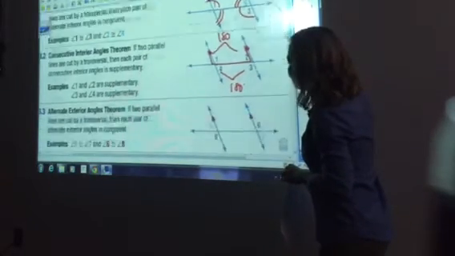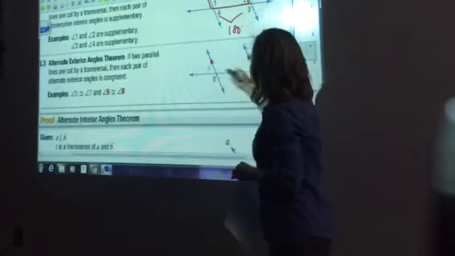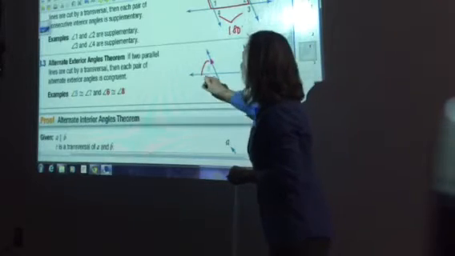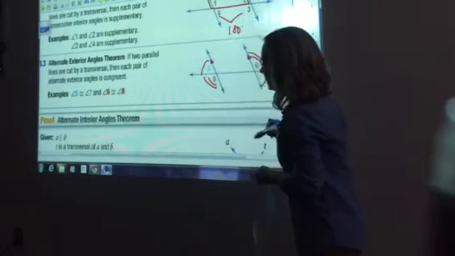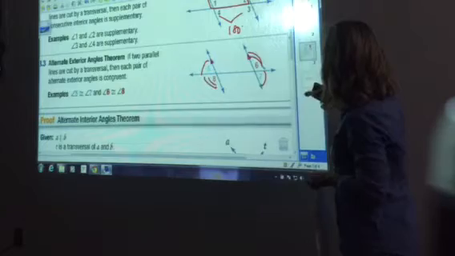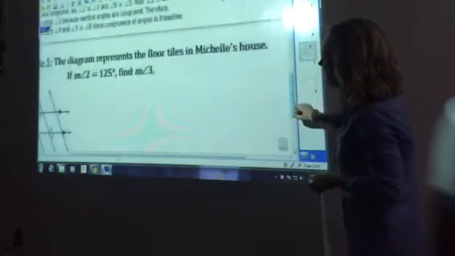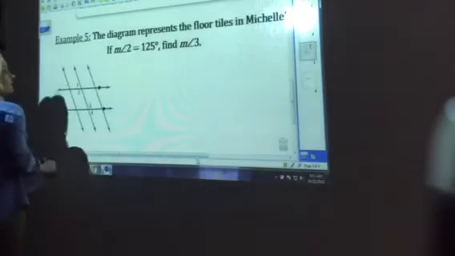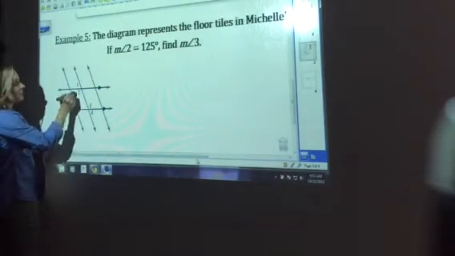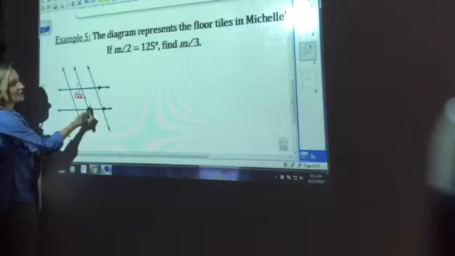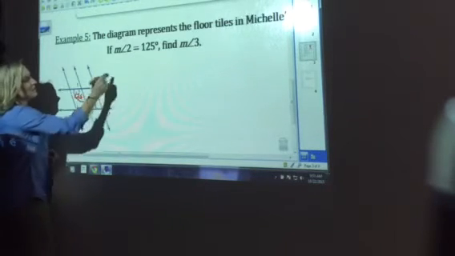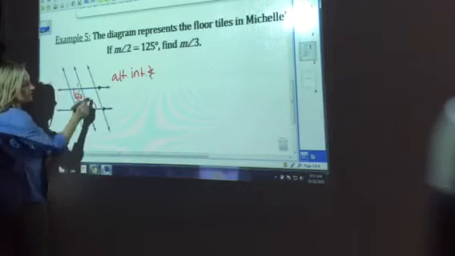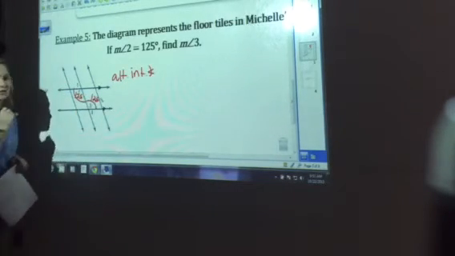If they are alternate exterior angles, they are also going to be congruent to each other. So 5 and 7 are congruent, and 6 and 8 are also congruent. Okay? All right. Looking at this diagram right here, it says the measure of angle 2 is 125 degrees. What's the measure of angle 3? Remember, their relationship is that they are alternate interior angles.